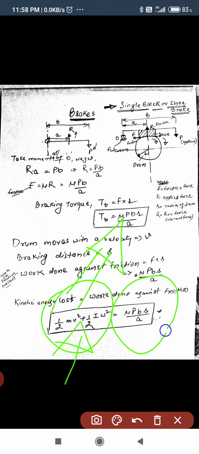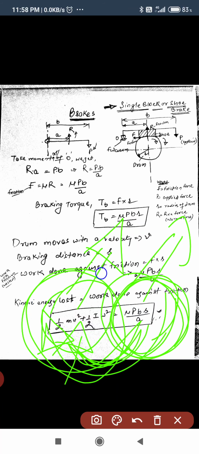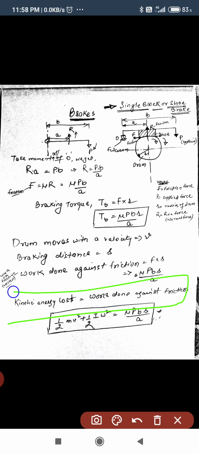So this energy is equal to this energy, because this energy stops this energy, and this energy is resistance energy against this applied energy. So this is equal. When it is equal, therefore we can stop our system. So the kinetic energy loss, that is the loss of energy, is equal to work done against the friction.